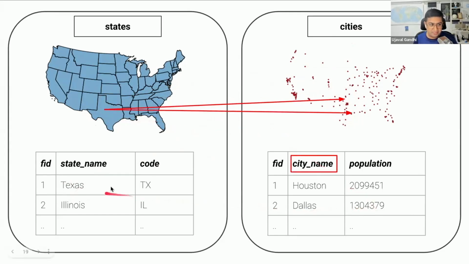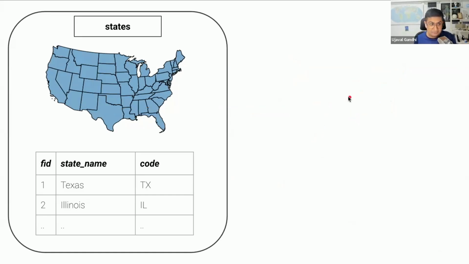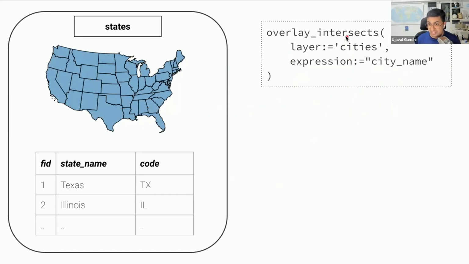So what I want to do is add a new column here in the states layer, saying in Texas, these are the cities that are within Texas. Now this is a problem that is very hard to do using any of the traditional GIS techniques, but you can write an expression that can do this join and extract the city name column from the intersecting features. So you can write an expression like this.